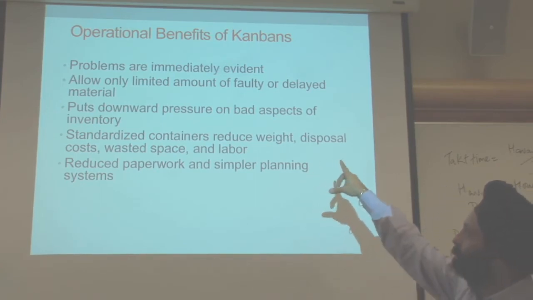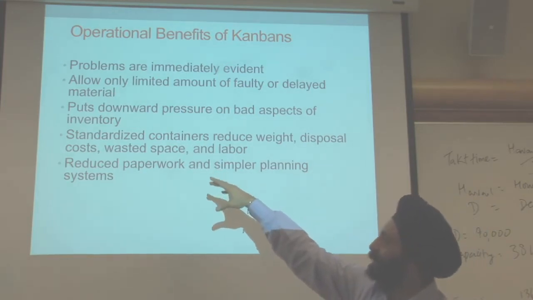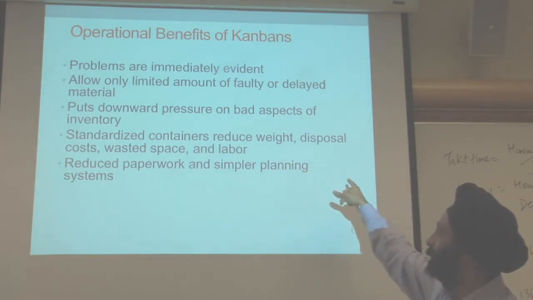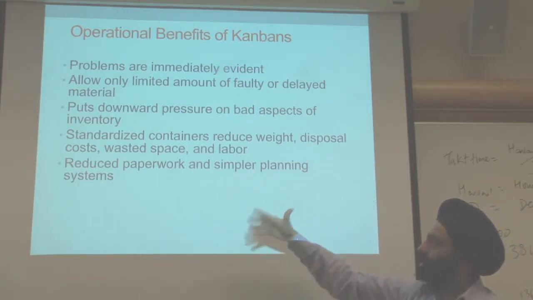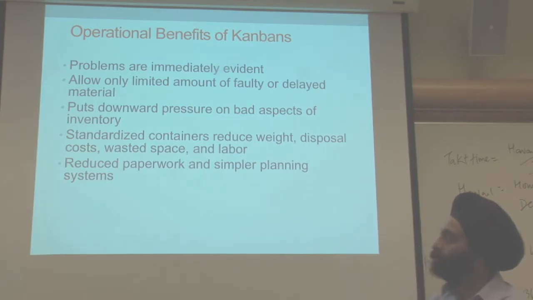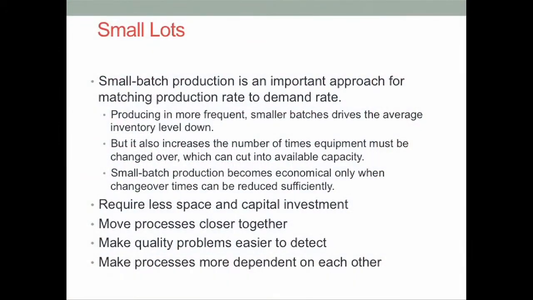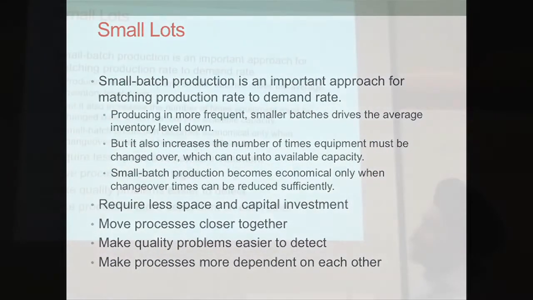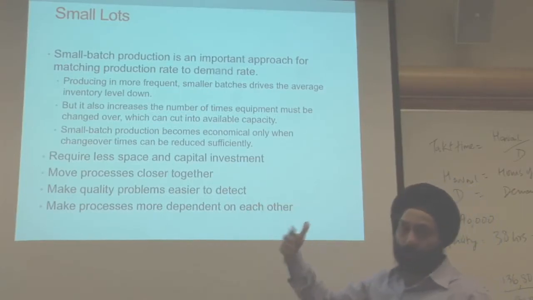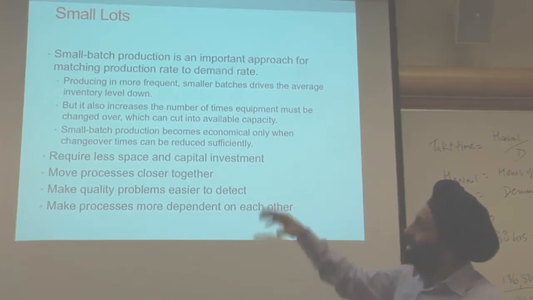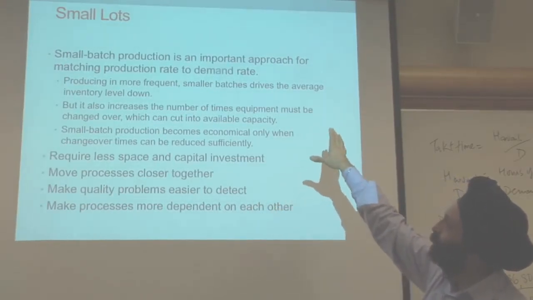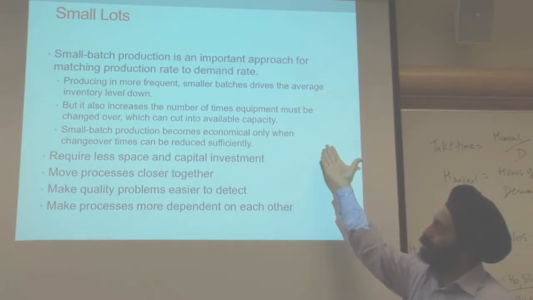It puts downward pressure on bad aspects of inventory, and standardized containers reduce weight, disposal cost, wasted space, and labor, and reduce paperwork, with simpler planning systems in place. Now, the next element of lean production is the small lot, which we talked about earlier. In this case, small batch production is an important approach to matching production rate to demand rate.